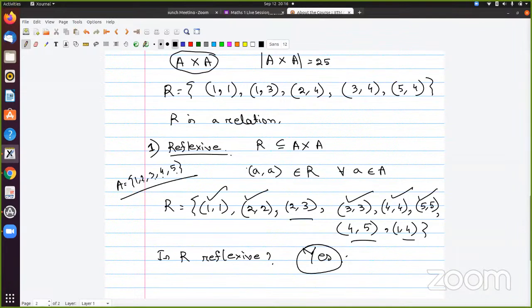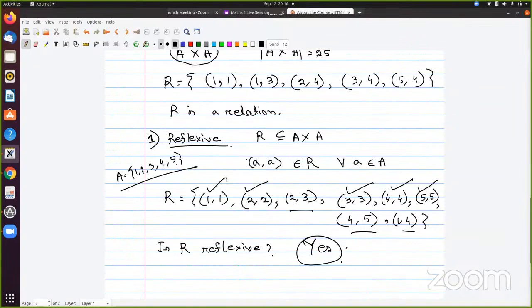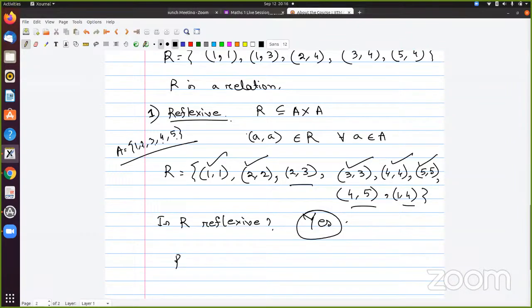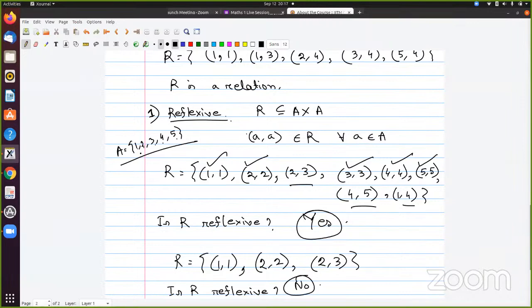If there was only one element in this set, then they would call it reflexive in that scenario. Now suppose, let me ask you that question. Suppose I have this. Is this reflexive? No, it is not. All such pairs should be there.